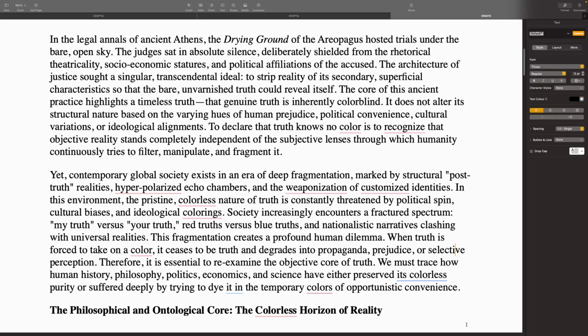When truth is forced to take on a color, it ceases to be truth and degrades into propaganda, prejudice, or selective perception. Therefore, it is essential to re-examine the objective core of truth. We must trace how human history, philosophy, politics, economics, and science have either preserved its colorless purity or suffered deeply by trying to dye it in the temporary colors of opportunistic convenience.